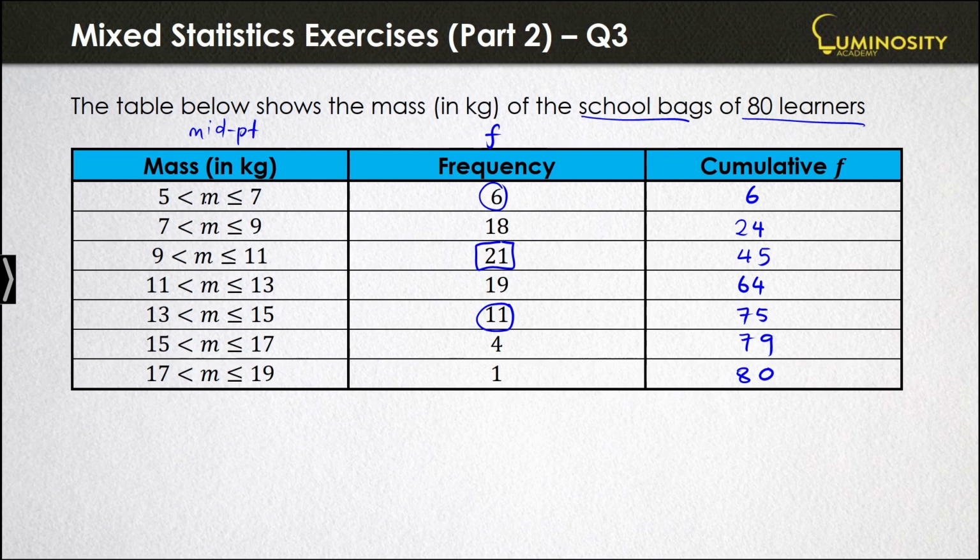So what is in between 5 and 7? The midpoints, which I'll call m here, that's 6. Between 7 and 9 is 8. 9 and 11 is 10. That's going to be 12, 14, 16, and 18.